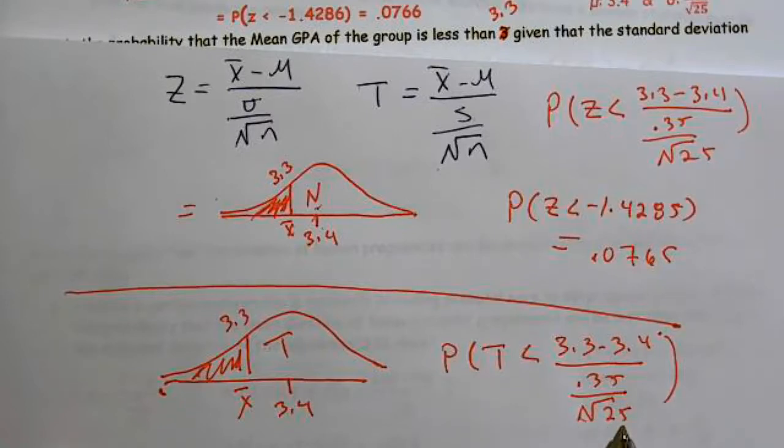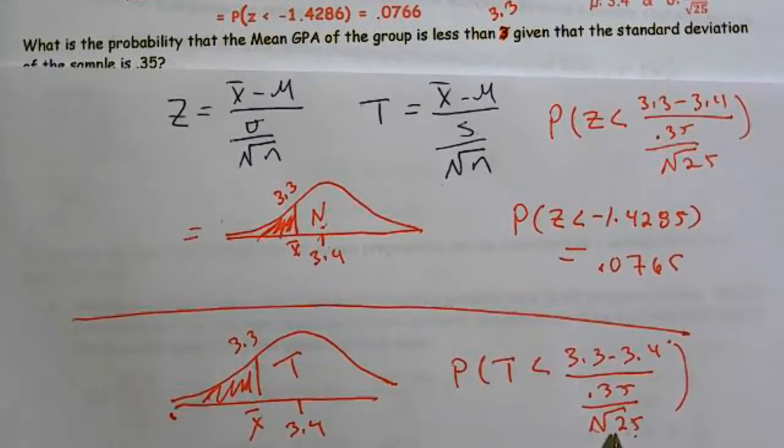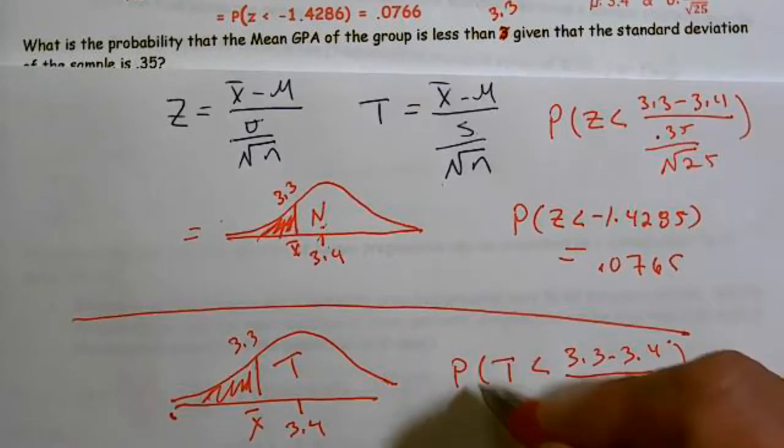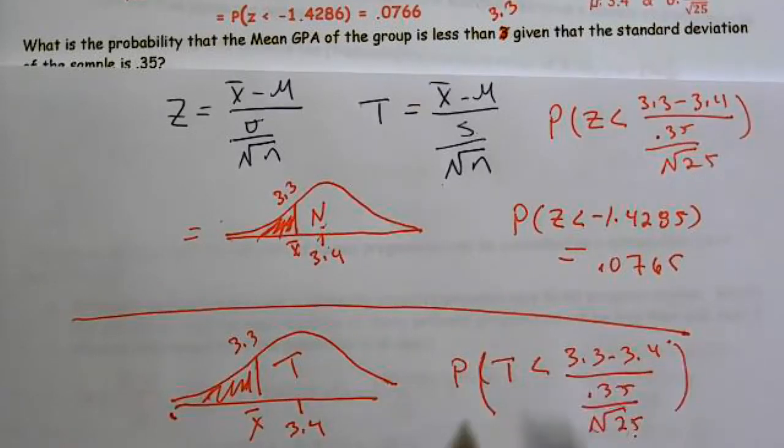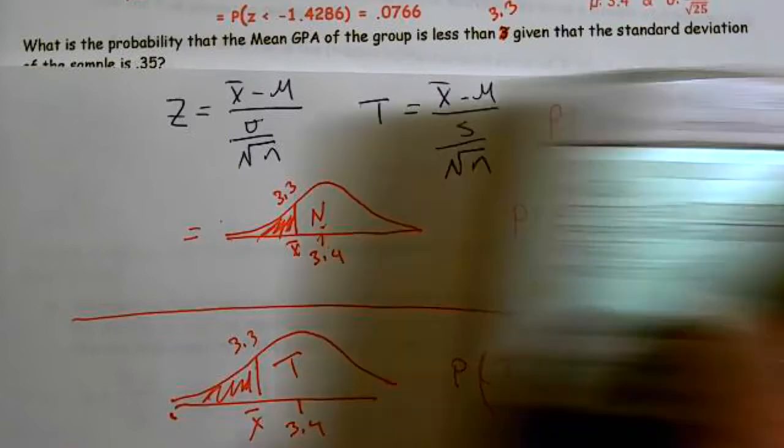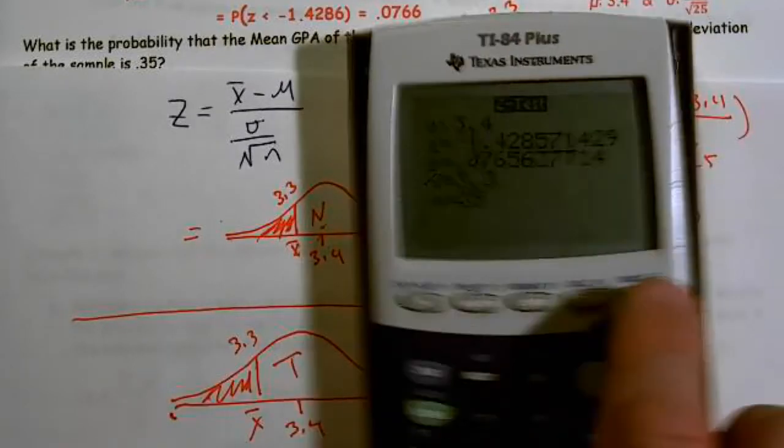Now, in this case, my sample size isn't large enough, but they told me that the underlying distribution was normal. And since they had told me in the problem the underlying distribution is normal, I can go ahead and do this. Otherwise, I could not. To use the t, the underlying distribution has to be normal, or my sample size has to be 30 or larger. So we're going to look at doing this two ways.